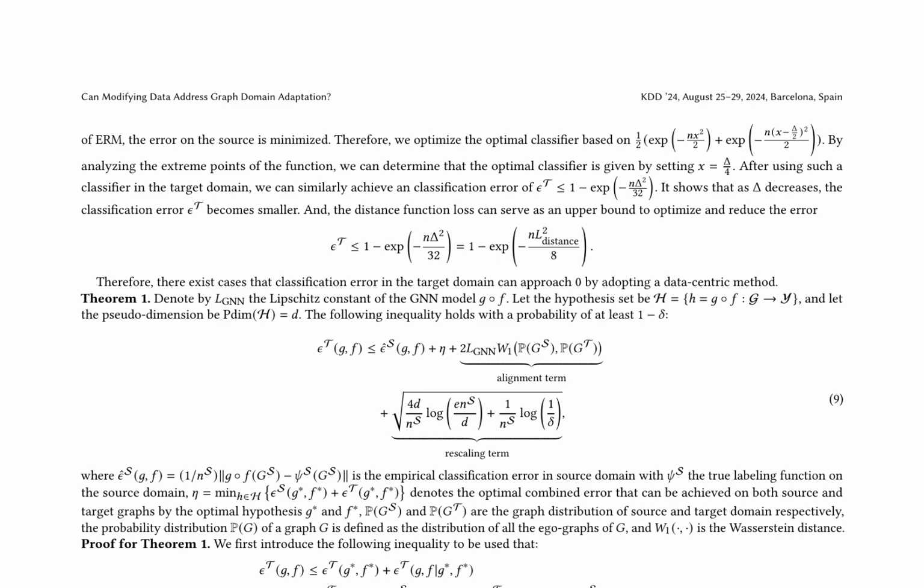The paper begins by analyzing the optimal classifier in the source domain, deriving an upper bound for the classification error in the target domain. Theorem 1 provides a bound on the target error in terms of the source error, alignment term, and rescaling term. This theorem is crucial in understanding the relationship between the source and target domains. The proof involves introducing an inequality that links the target error to the optimal combined error, alignment term, and rescaling term, and further deriving the inequality using the Cauchy-Schwarz inequality.